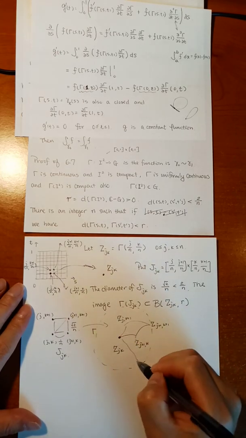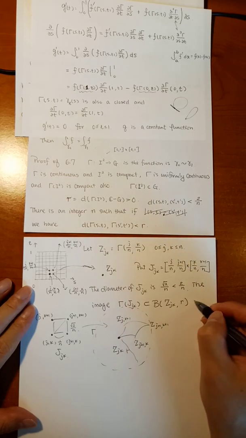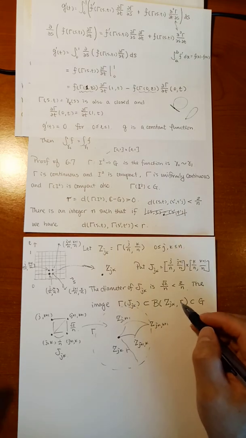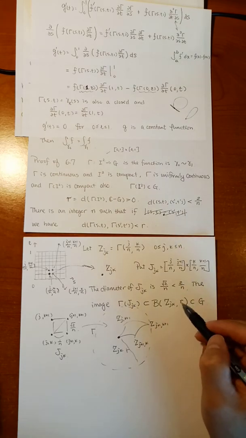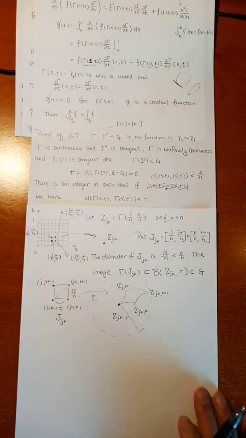The disk has a radius r. It totally contains this, and this one is contained in G. Okay, because of zjk, whenever it's less than r, it's supposed to be totally contained in G. All right, so that's a relation.